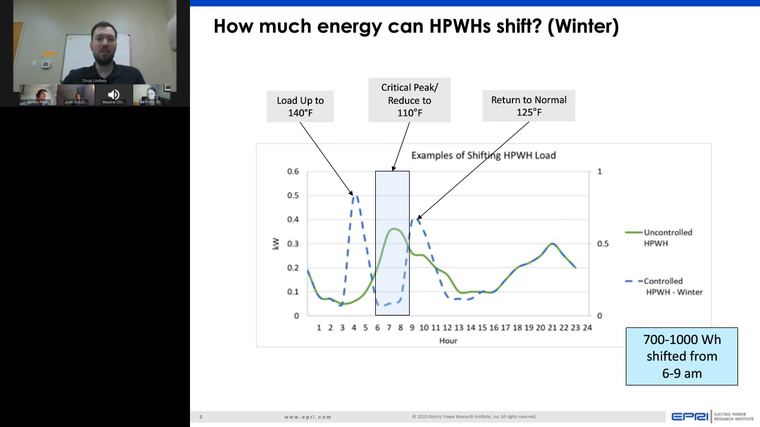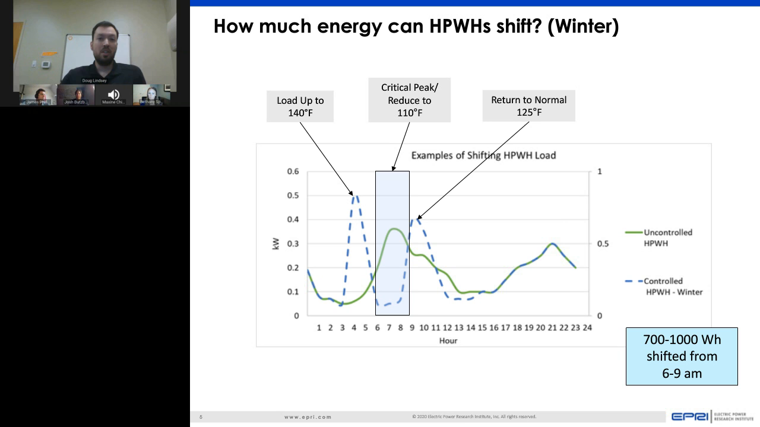Here I'm presenting on the screen what I would say is a more aggressive method to do load shifting, not just peak shaving, but shifting load before and after a peak time period. And here's an example I have here on the green. And this is just an example hourly load shape, not real data, but based on real data. So the green line represents an uncontrolled heat pump water heater on average. And the dotted blue line that I have is an example of how you could do deeper load shifting.